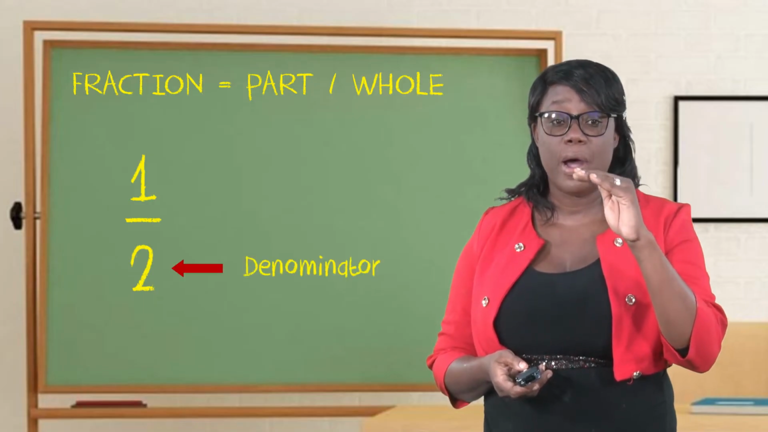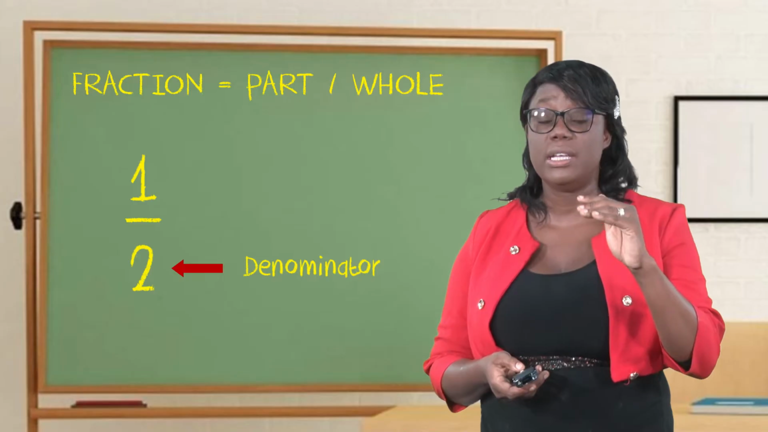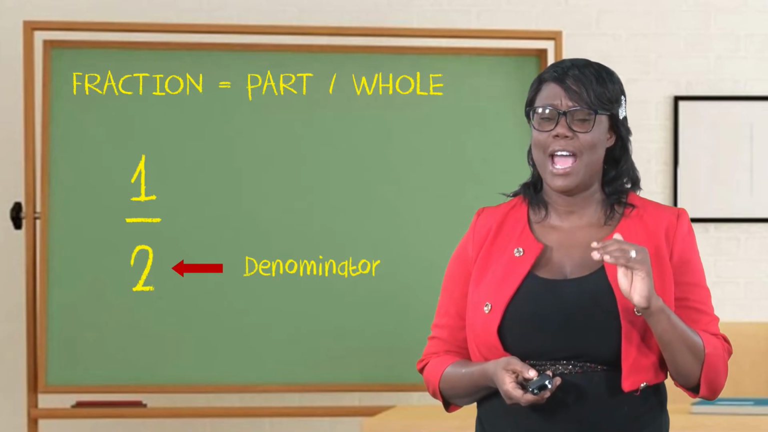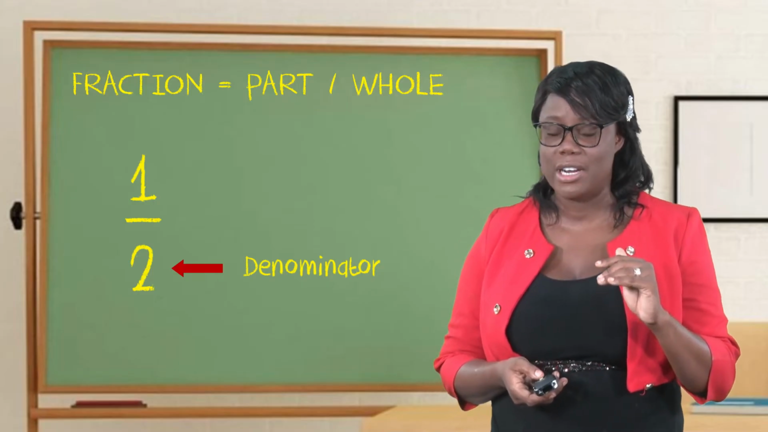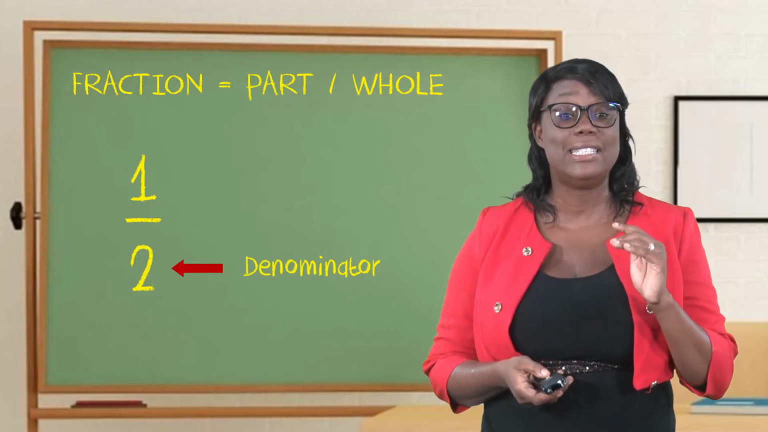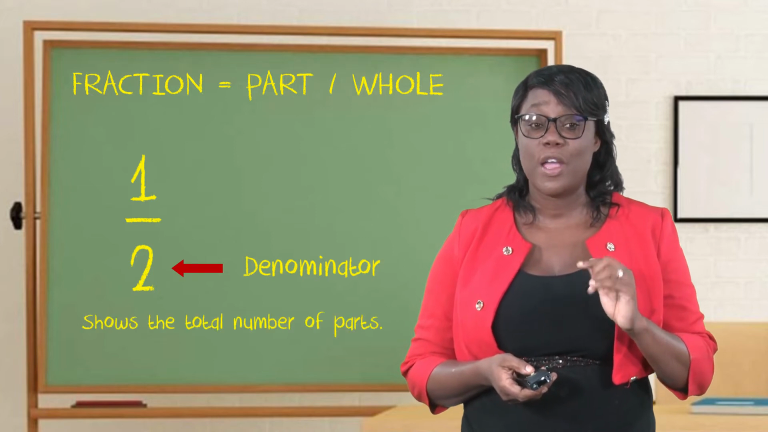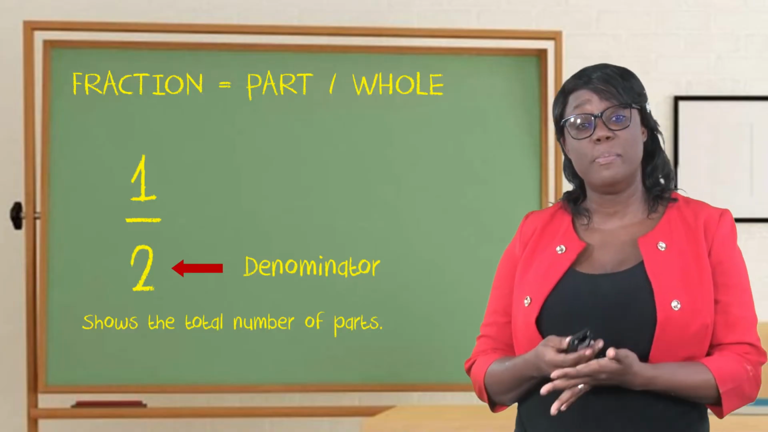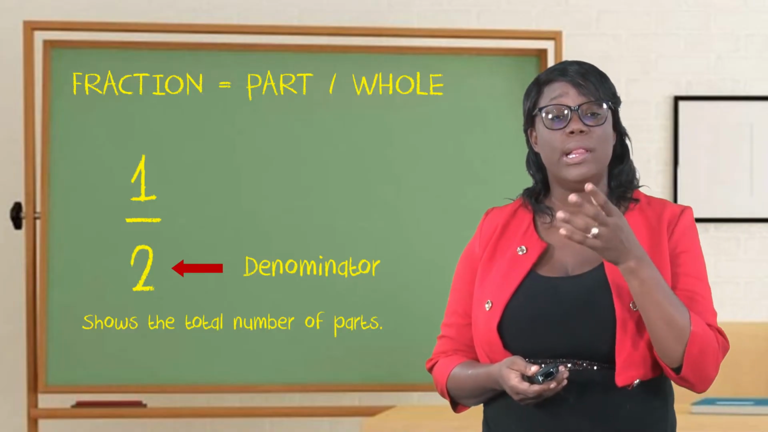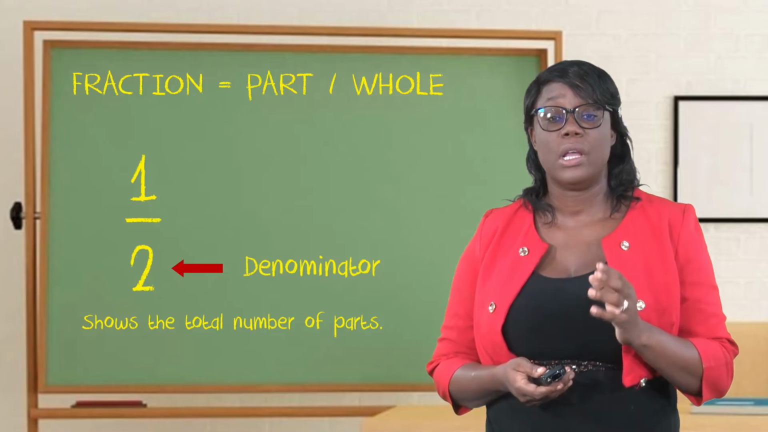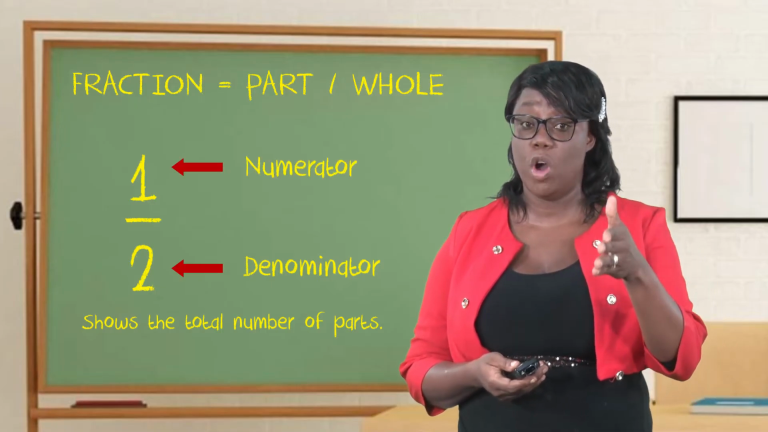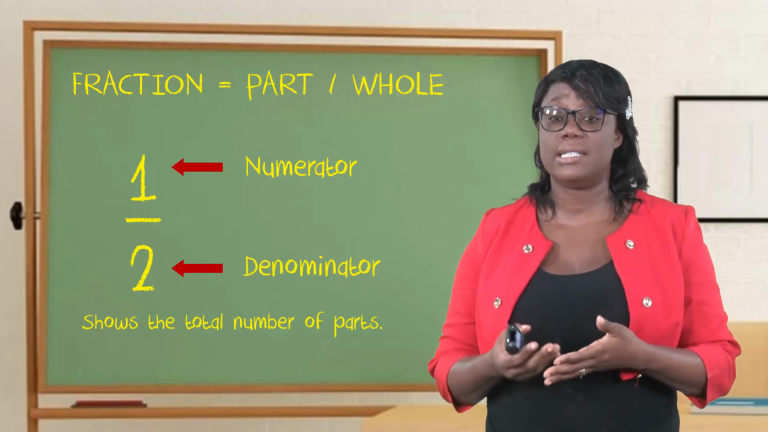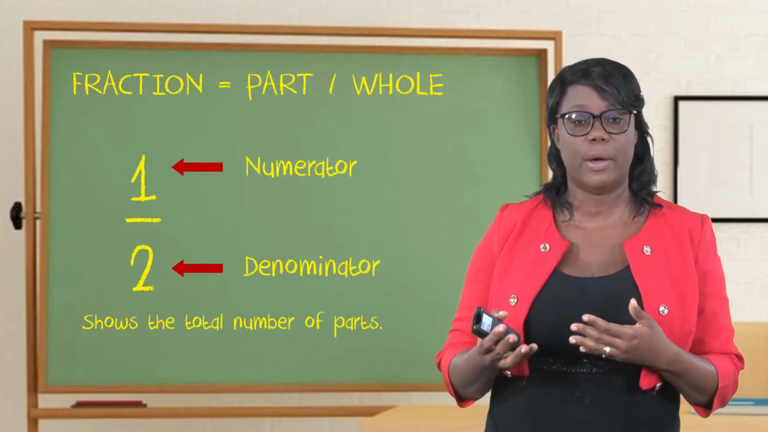The number at the bottom, which is the 2, is called the denominator. Wow, that's a big word, right? I'm sure you would have heard that word before. Let's say that word again, denominator. Now the denominator in the fraction shows the total number of parts the whole is divided into. The top number, which would be 1 in this case, which we call the numerator, tells us the number of parts we are talking about.